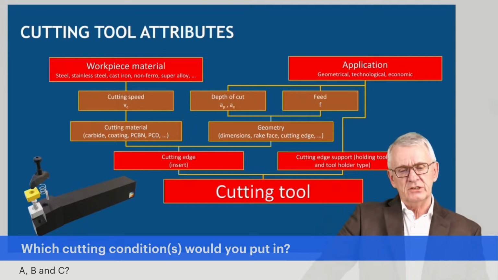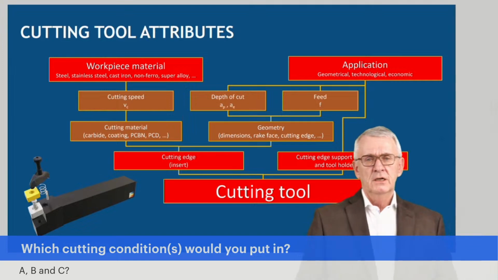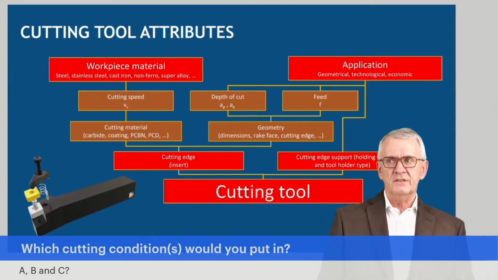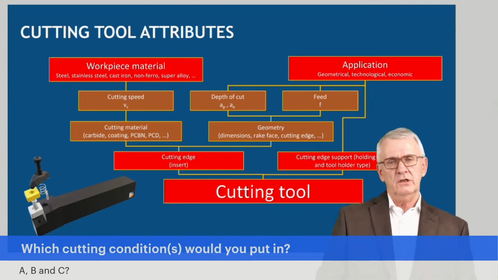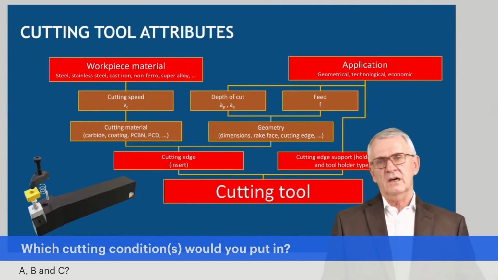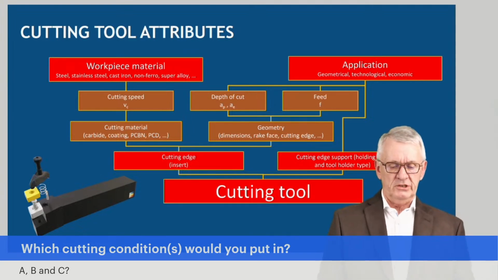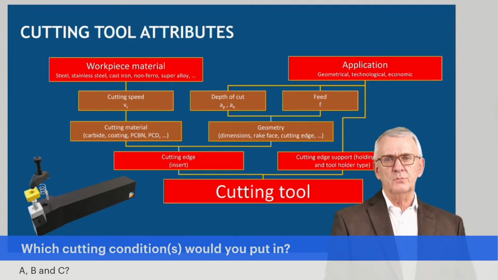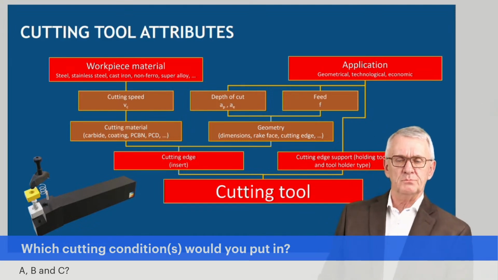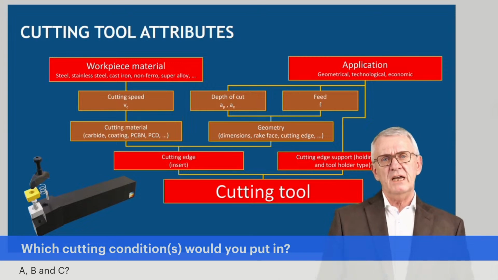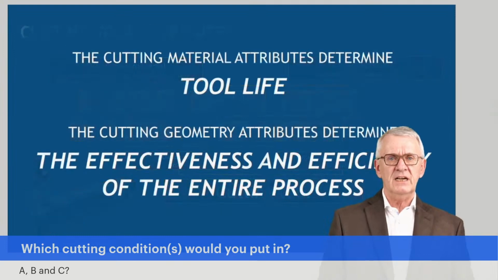And type of applications can be different types of applications. It can be geometrical: milling, turning, face milling, square shoulder milling, that type of thing. It can be technological: high feed machining, high performance machining, that type of thing. And it can be an economical application. I want to have the highest possible productivity. I want to have the highest possible cost savings, whatever. This is mainly how we use cutting conditions to connect elements.